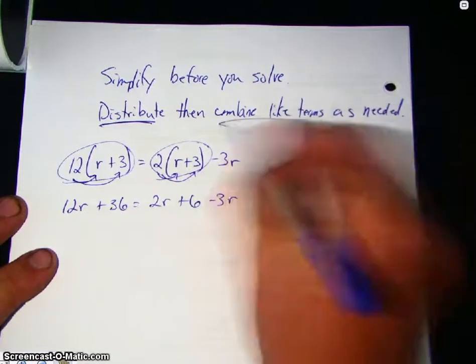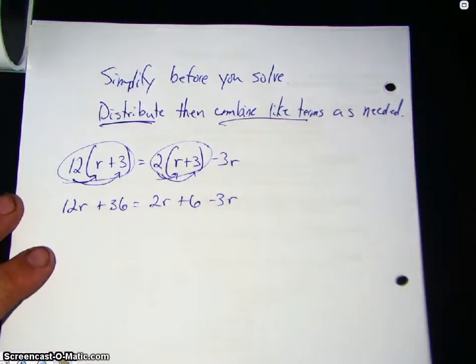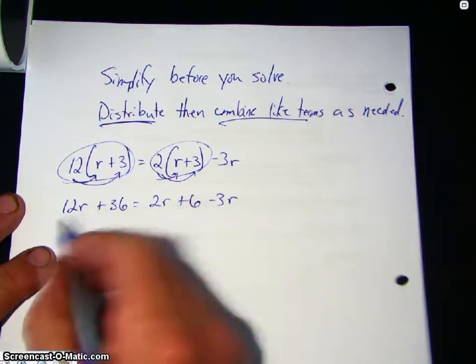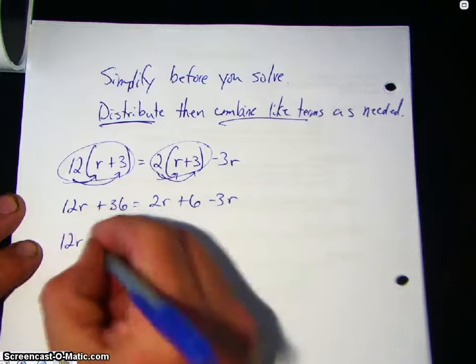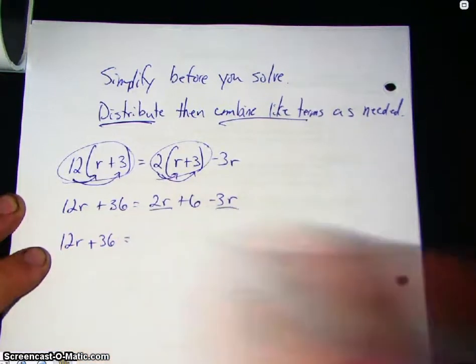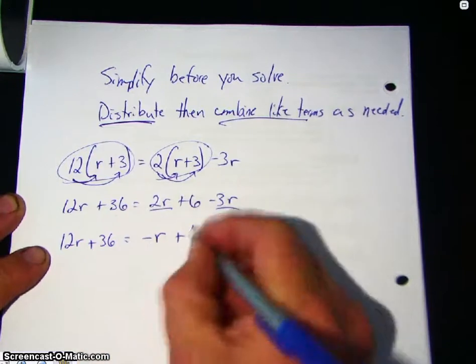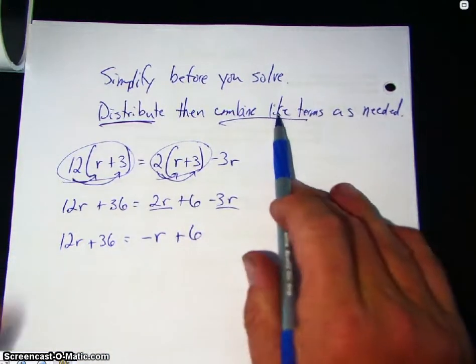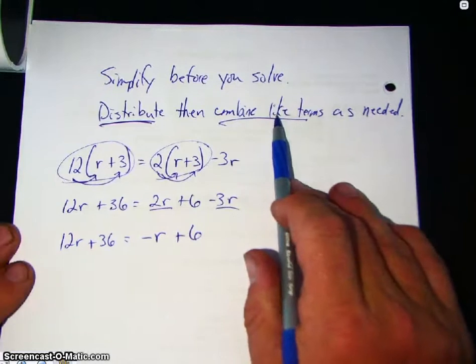And then we combine like terms on each side. So we have, let's see, on this side there's no like terms, so we can leave this side alone. This side here we can combine those, so that gives me a negative r plus 6. Now since I'm done with combining like terms, now I'm going to start solving for r.